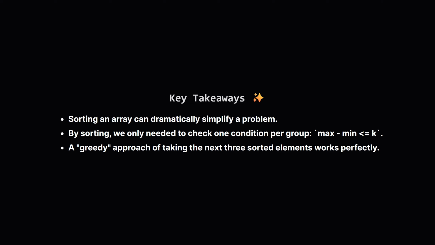So to wrap things up, what's the big lesson here? The key takeaway is that sometimes, sorting your input data can transform a complex problem into a simple one. By sorting the array, we didn't have to worry about all the possible combinations. We could just greedily take the next 3 elements and check a single simple condition: is the difference between the largest and smallest number in that group within our limit, k? This turned a potentially messy problem into a clean, efficient, and easy-to-understand solution.